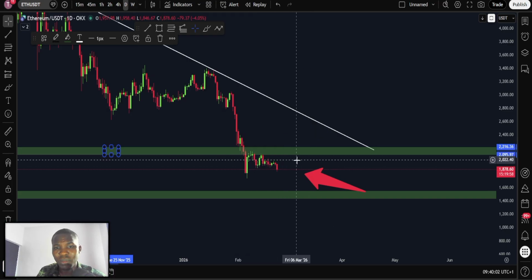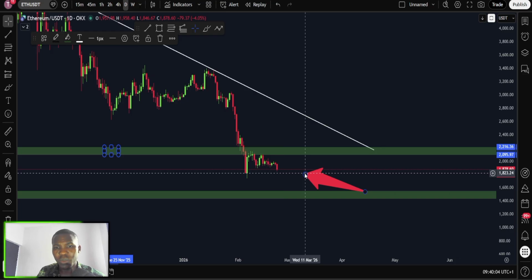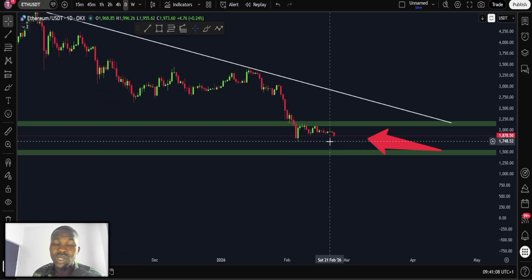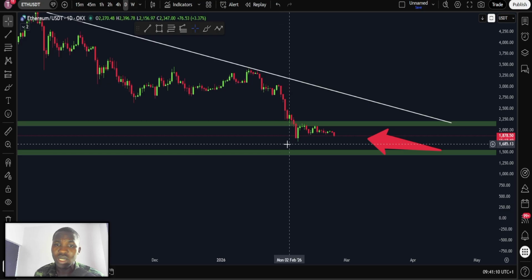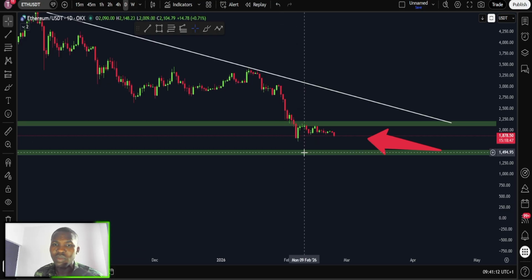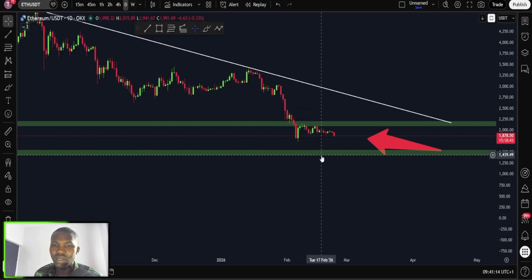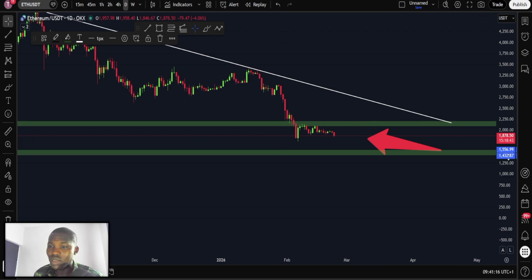In the next coming days, I'm expecting ETH to sweep the low liquidity here, sitting at the 1,750, which we currently had a week ago. And also, if we are still unable to hold above here, we might come to test a lower price here, sitting at this current level, the $1,500 level to $1,400 level.